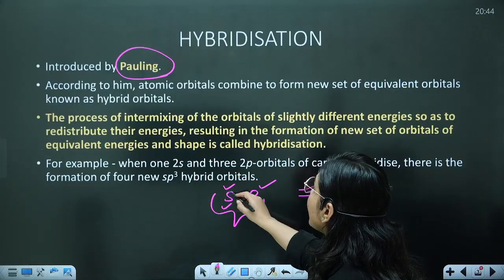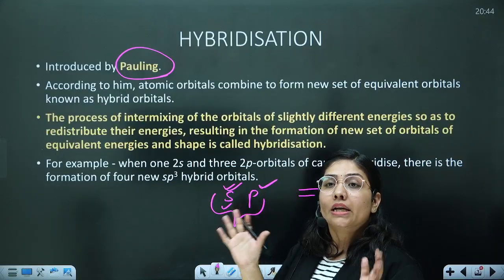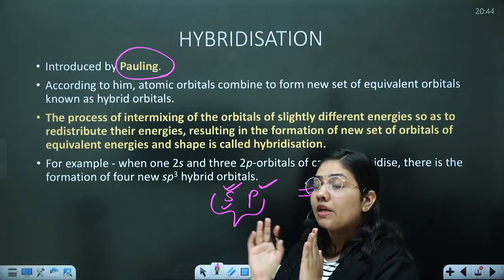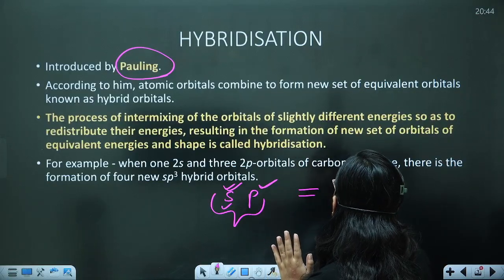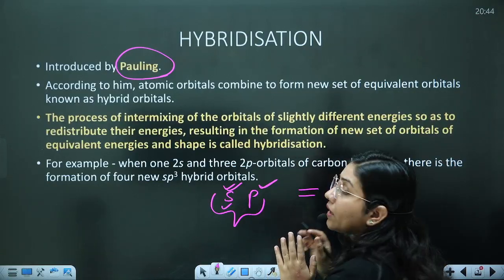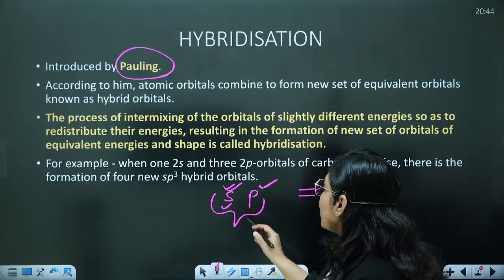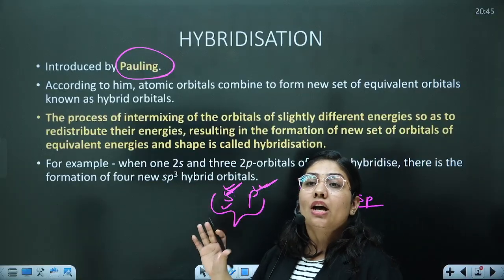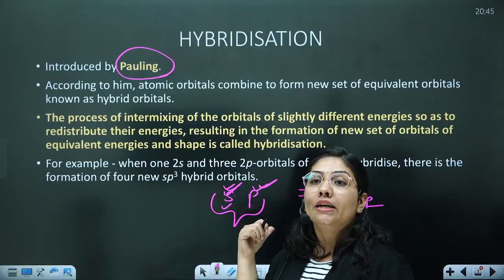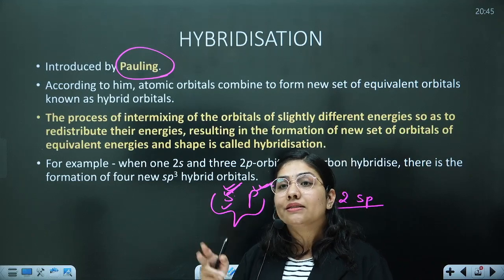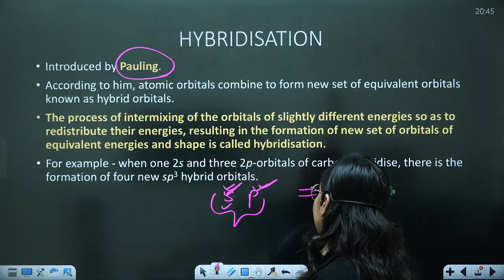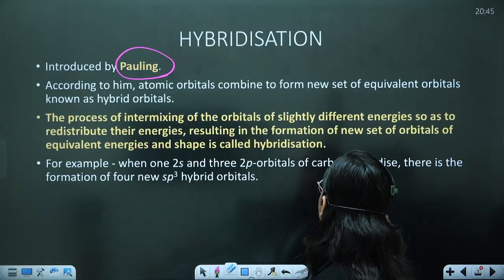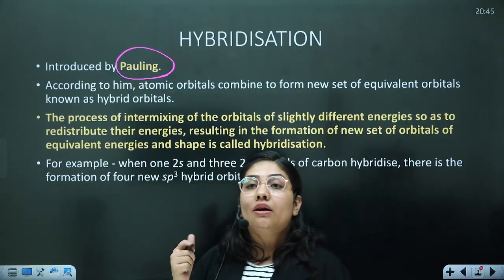So if 1s and 1p is coming together to form hybrid orbitals, there will be 2 sp orbitals. Why 2? Because this was 1, this was 1, and since after hybridization we are calling it sp orbital, and since they were 2 in number in the starting, in the end they should be 2. So this is very important, which should be in our notice.